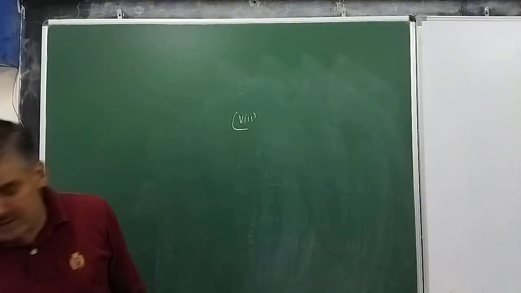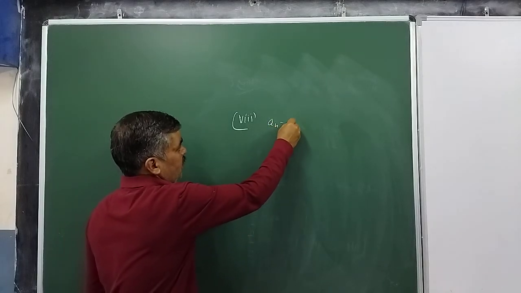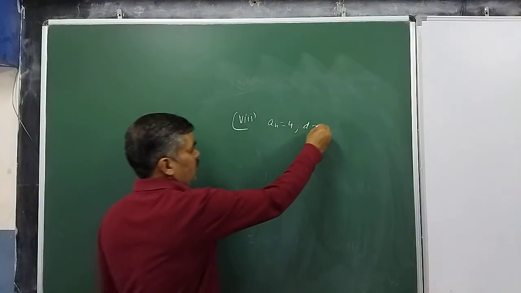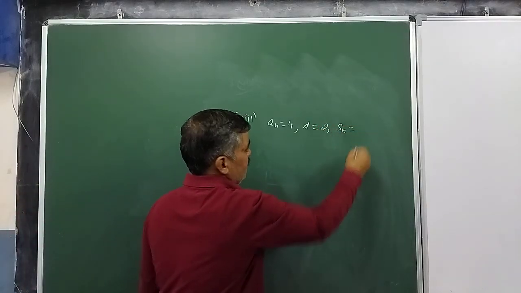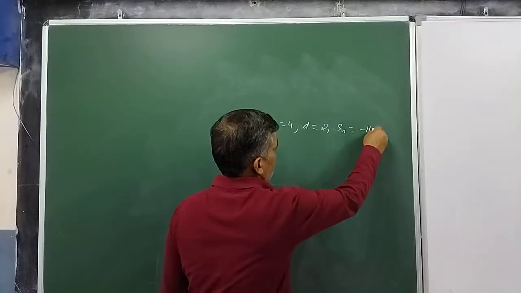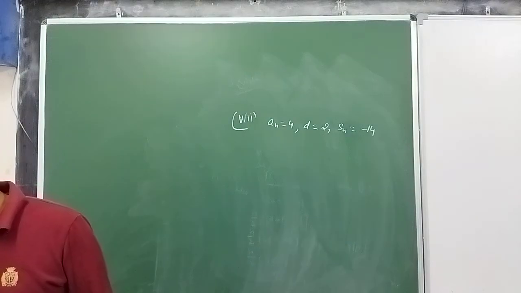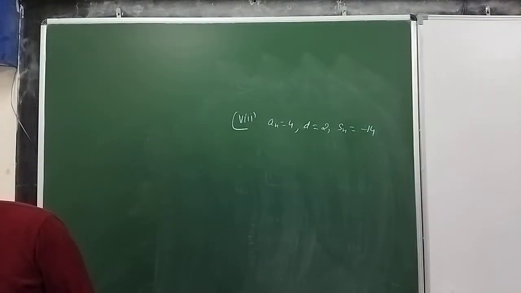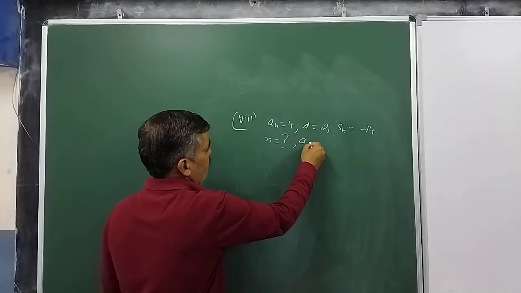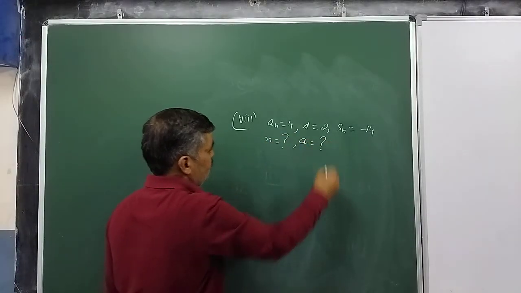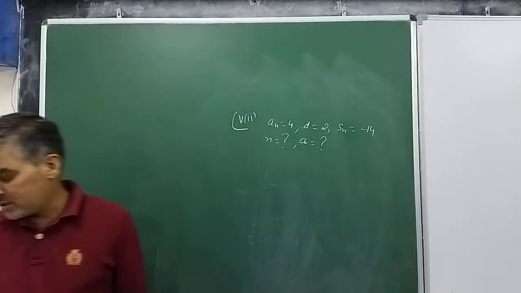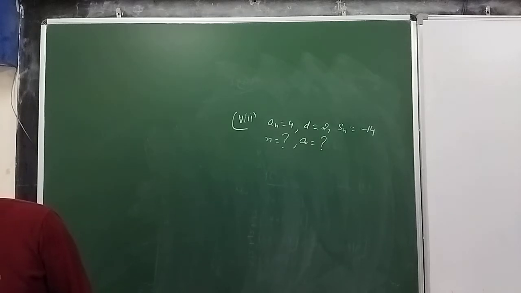The 8th part: an is given equal to 4, d is given equal to 2, and Sn is given equal to minus 14, and you need to calculate n and a. I need to calculate a also. So Sn is equal to minus 14. Let us start with this.